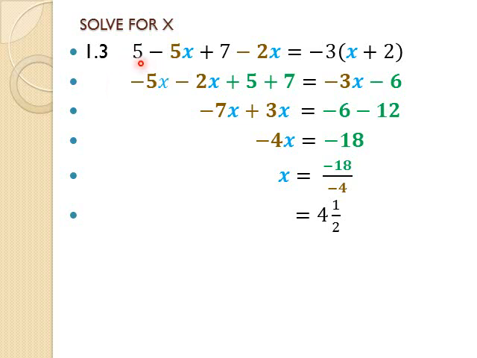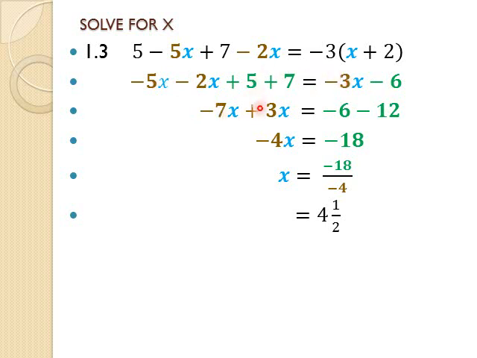On 1.3, I have 5 minus 5x plus 7 minus 2x equals minus 3 times (x plus 2). So there I put minus 5x and minus 2x, I group them together. Plus 5 plus 7, group them together. Minus 3 times x gives me minus 3x. Minus 3 times 2 gives me negative 6. Minus 5x minus 2x would give me minus 7x.